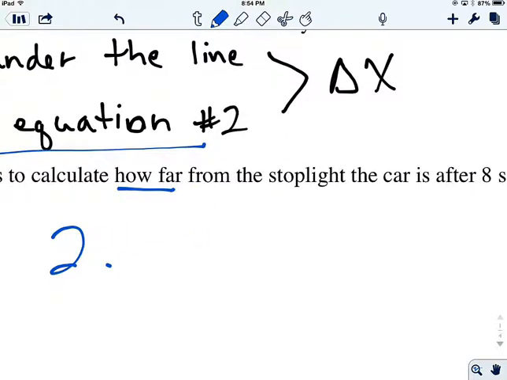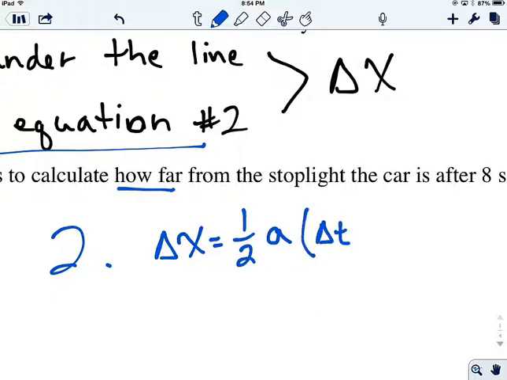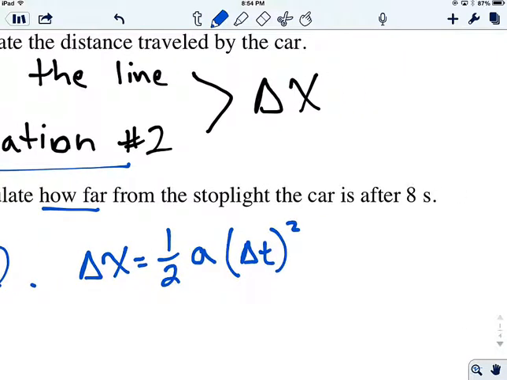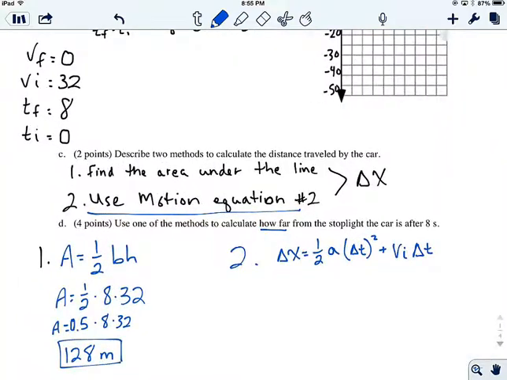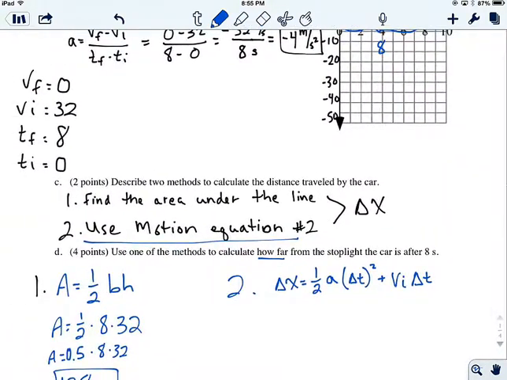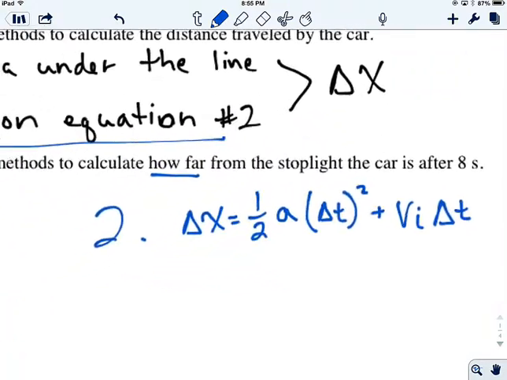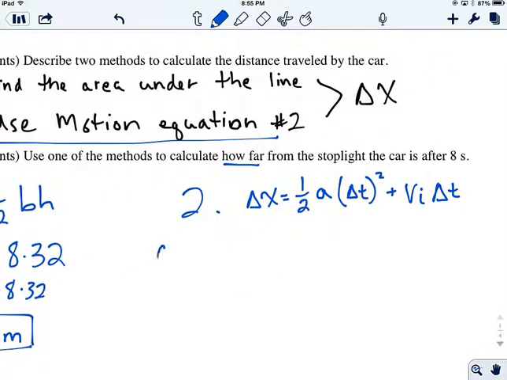Motion equation number 2 says delta x equals 1/2 acceleration times delta t squared plus vi delta t. Now let's see if this thing works out. I've got to start plugging in. Let's just say, what are all my variables here? I need a, I need delta t, and I need vi.